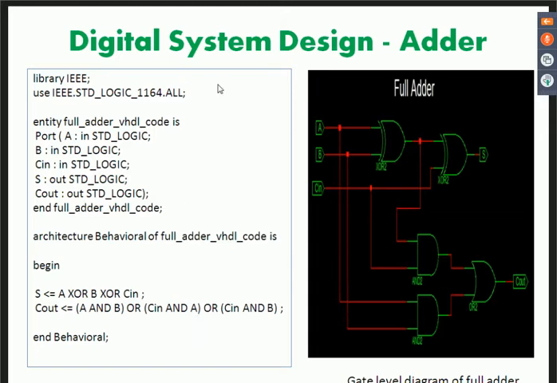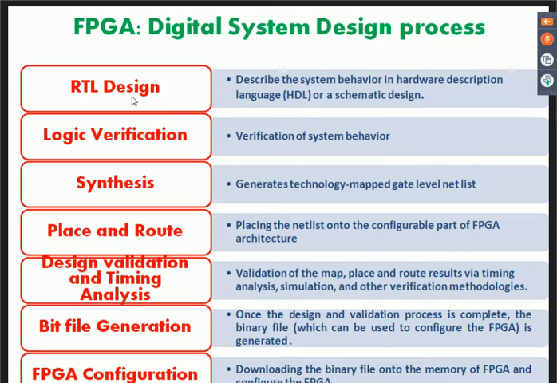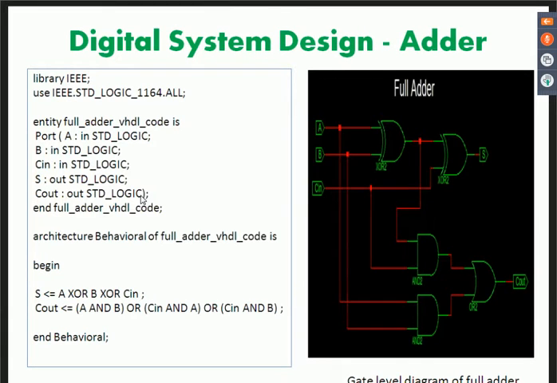Now this is the RTL design of the full adder. This RTL design is given to the synthesis. As I said, there is synthesis here. After designing RTL, we can give that RTL code to the synthesis. That synthesis process will generate the gate level diagram. If you look at this, this is the gate level diagram.